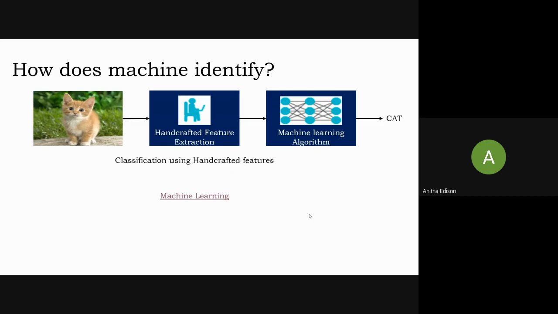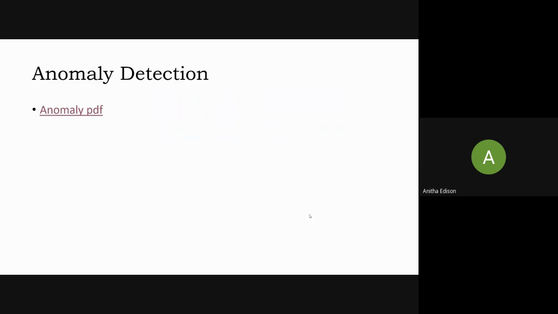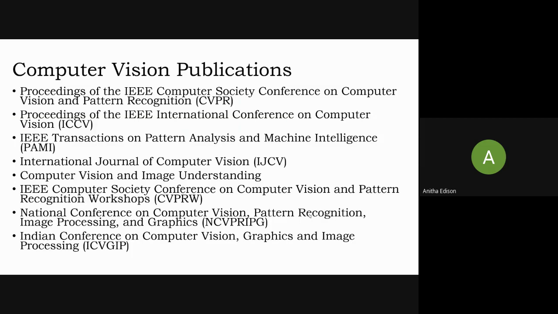I wanted to talk about naive Bayes and support vector machine, and next is anomaly detection. I wanted to show you an example, but I am skipping this for now.